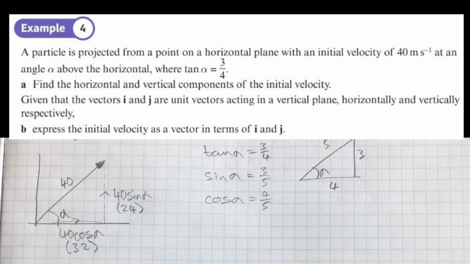Okay, the point here is that we can produce components for a non-horizontal or a non-vertical projection. So in other words, any projection at any angle, we can find the horizontal and vertical component and make use of that in our problem solving.